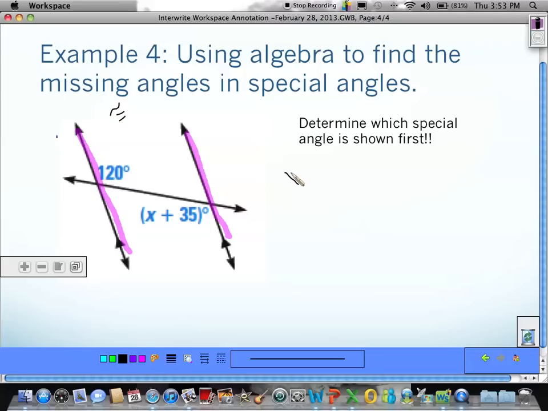So when I plug in for my equation, I get x plus 35, this angle, equals its alternate interior angle, which is 120. I just solve for x, subtract both sides by 35, and I get x equals 85 degrees.